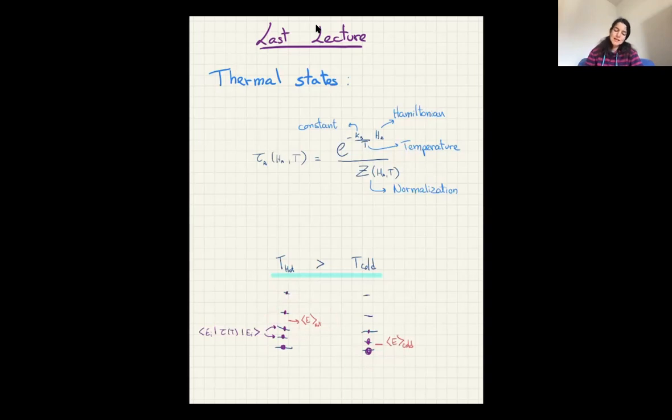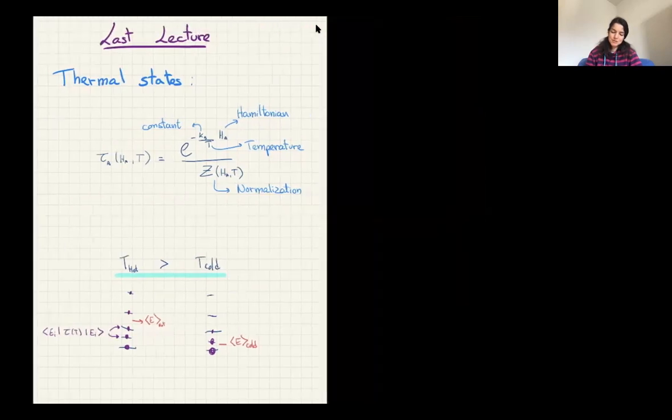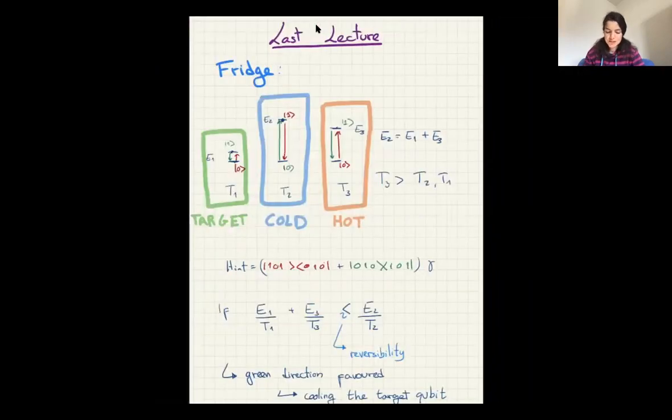Okay, good. Then we looked at applications of this thermal state, and we looked at two in particular. One was the fridge, and the other one was a heat engine. Both had the same construction inside. We had a cold qubit, a hot qubit, and some target system. For the fridge, this target system could be a qubit, and what was important is that in order to have conservation of energy, you need the energy gaps of the two smaller ones to add up to the larger one. So that's this condition here.